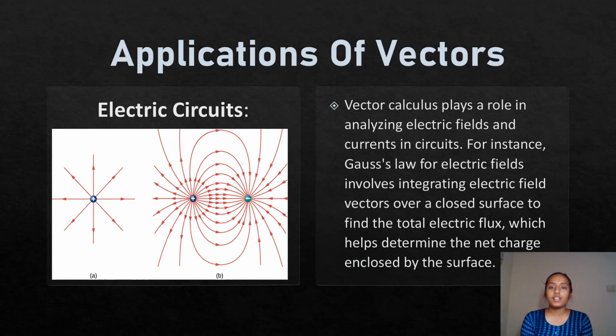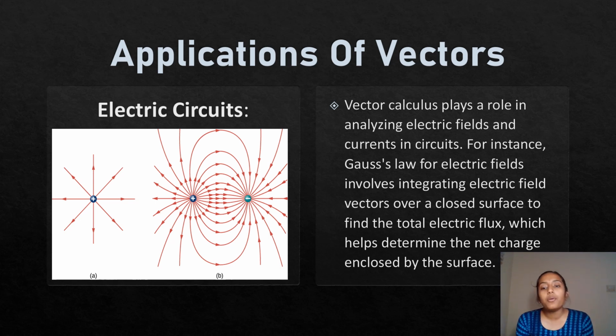The next general application of vectors is going to be in electric circuits. We notice electric circuits almost everywhere around us; we all use electricity as a vital energy in our everyday lives. So vector calculus plays a role in analyzing electric fields and currents in circuits. For instance, Gauss's law of electric fields involves integrating electric field vectors over a closed surface, which finds the total electric flux, which helps us determine the net charge enclosed by the surface.